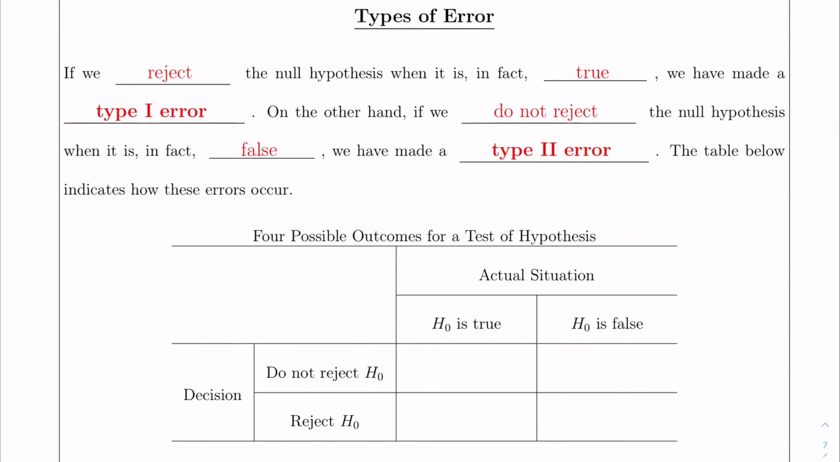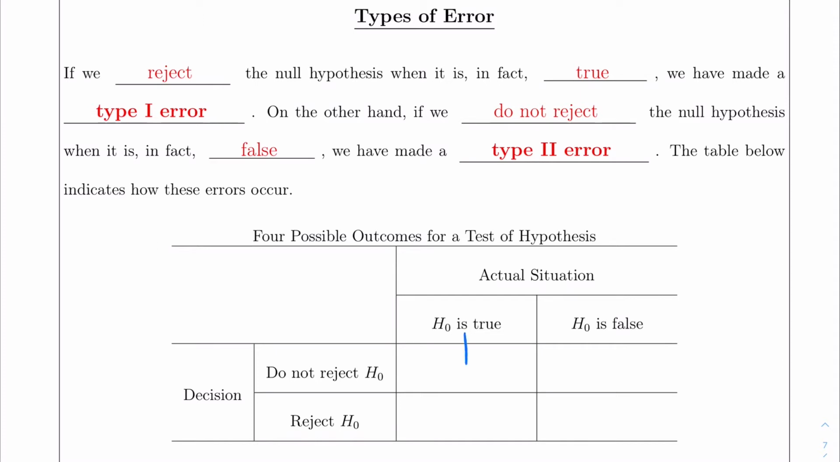In this video, I am going to cover the different types of errors that you can make when you're conducting a hypothesis test. And this is for any type of hypothesis test. It's not specific to proportions or means. And so let's fill in this table. We're told the definitions up here, so let's use these definitions to fill in this table.